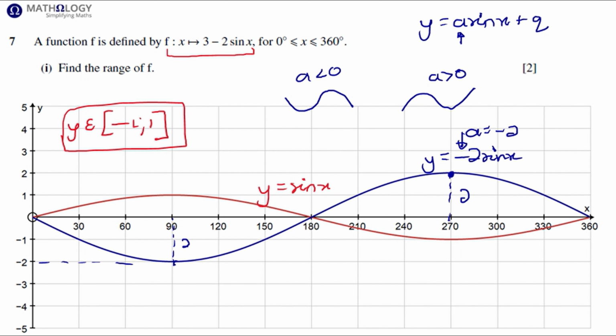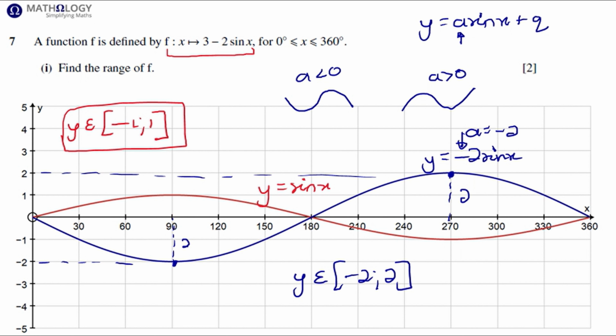Minus, again, just means that the function will shape from right to left. So the range for y equals minus 2 sine x, we can see that the minimum value for the function is minus 2, and the maximum value for the function is positive 2. So y is an element of minus 2 to 2.